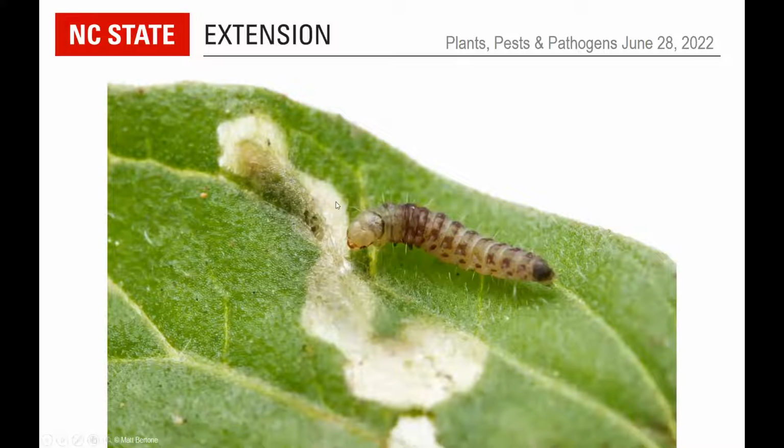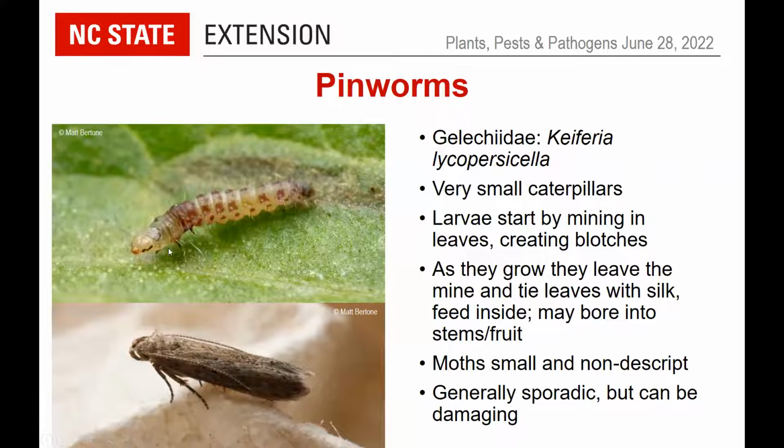And here's one of the caterpillars next to its mines. So they create these large, blotch-like mines. And if you rip them open, you'll find this little hairy caterpillar with these mottled colorations. And actually what I noticed about them too is they've got this stripe on the face.